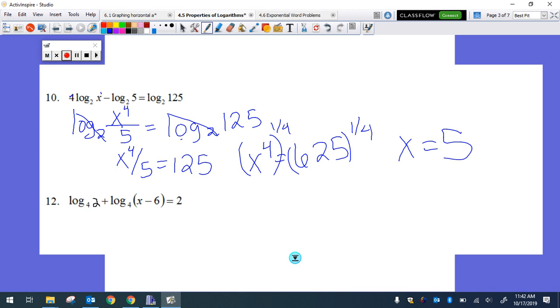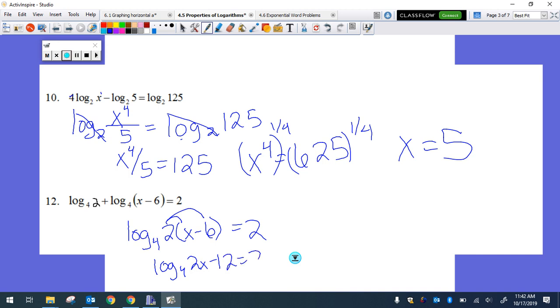And this last one is a little bit different, so I want to make sure we go through this last one because you have a couple like this on your worksheet. All right, I got log base 4. These are adding, and adding when we condense really means to multiply. Okay, you follow me? Now I need to distribute right here. So I really have log base 4 of 2x minus 12 equals 2.